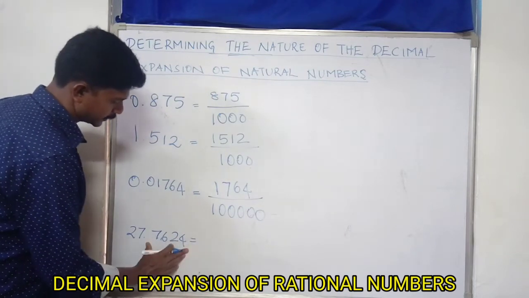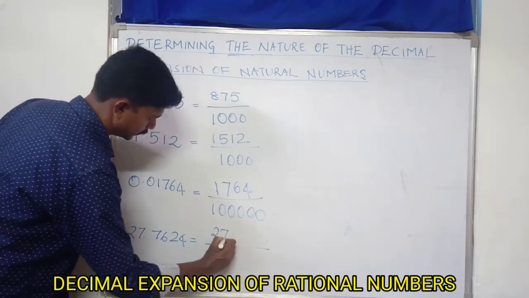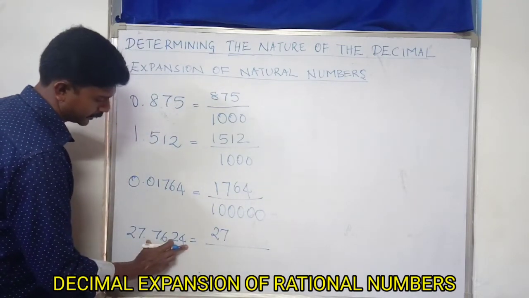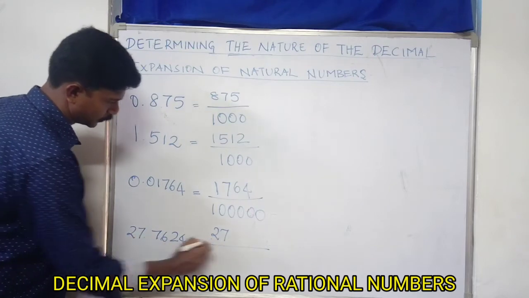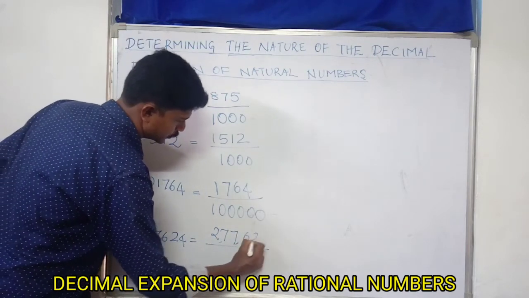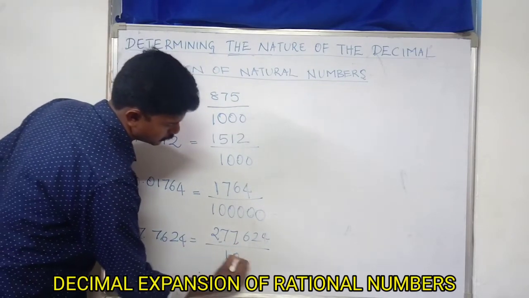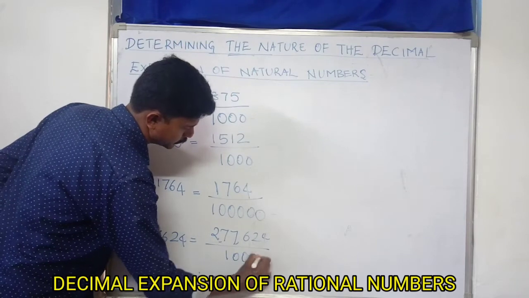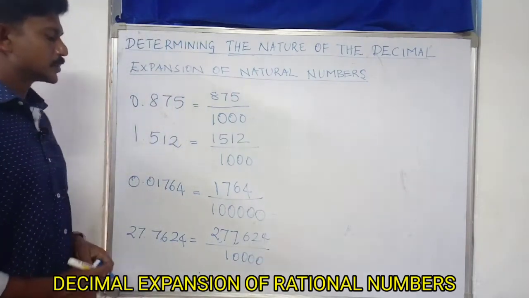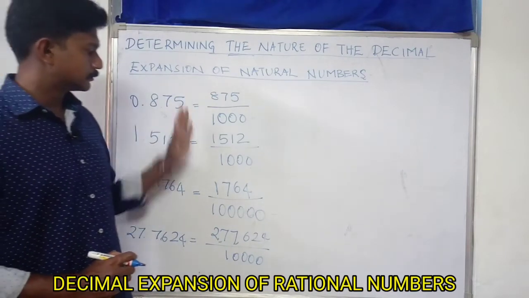Next, how can we write this number with 4 decimal places? We write the full number as 2,77,624 divided by 10,000, that is 1 with 4 zeros. So we have changed these into fraction format.